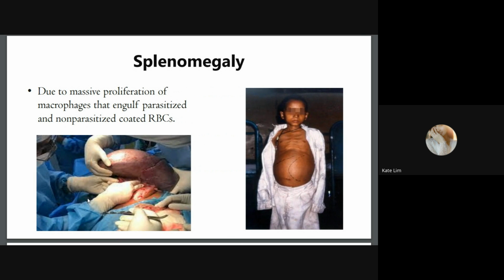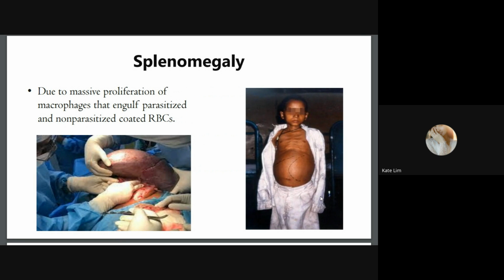So, for patients suffering with malaria, especially with severe malaria, there are too many RBCs that are infected. There are too many RBCs that are destroyed, and this leads to the spleen working overtime to filter and remove these RBCs, resulting in splenic enlargement. So this is an example of splenic enlargement.